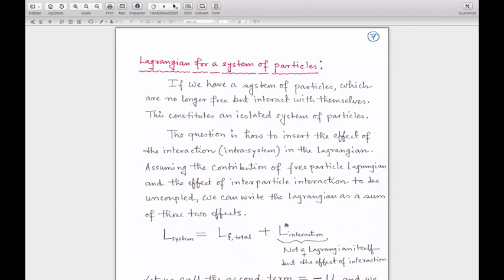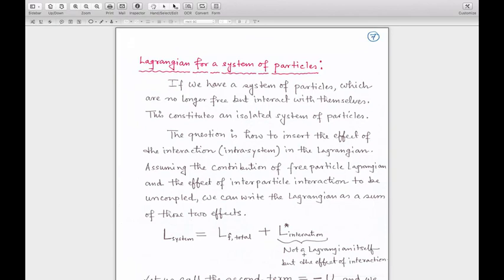In this subpart of lecture number 10 of Physics 401A, we will try to find the Lagrangian for a system of particles which are no longer free. For a free single particle, we showed that the Lagrangian should have the form of half mv squared. And for a system of such non-interacting free particles, the resulting Lagrangian will simply be the sum of those half m_i v_i squares.